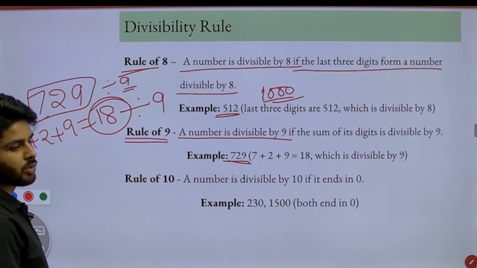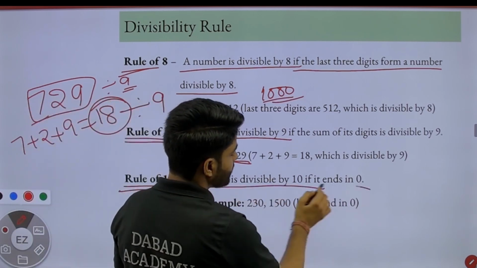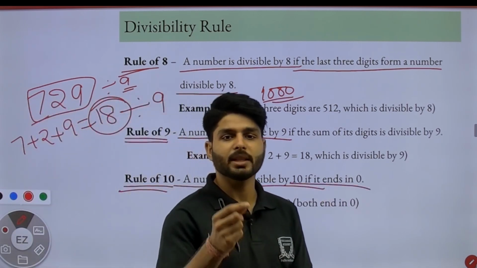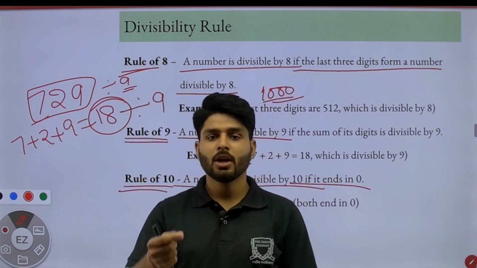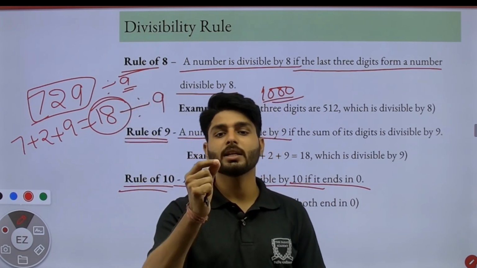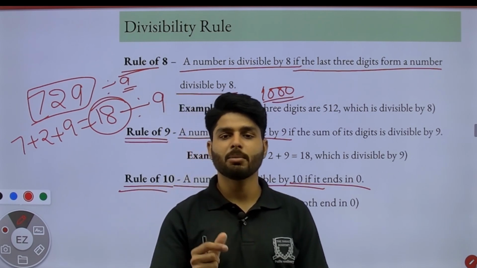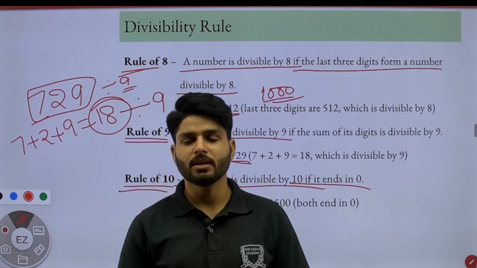And the last rule, the rule of 10. A number is divisible by 10 if it ends in 0. If we observe the table of 10, it contains 10, 20, 30, 40, 50, 60, 70 and so on. So in its unit place every time there is a 0. So any number which has 0 in its unit place will be divisible by 10. And this is chapter number 1, the number system.